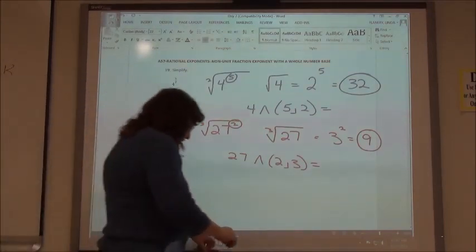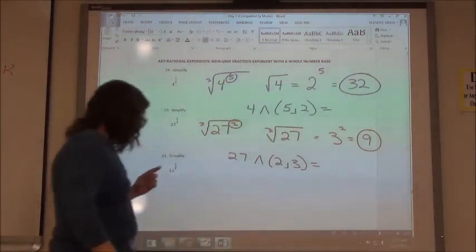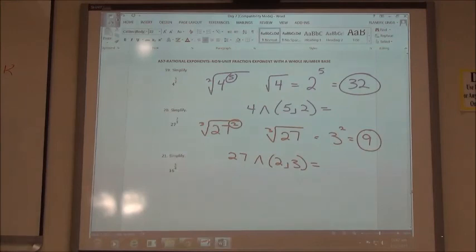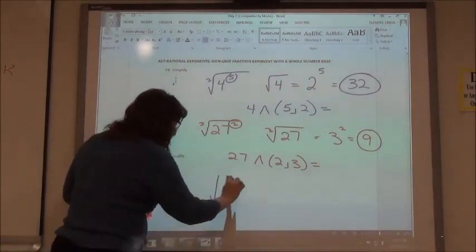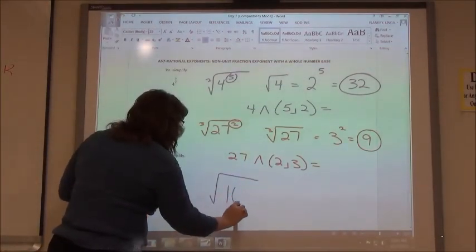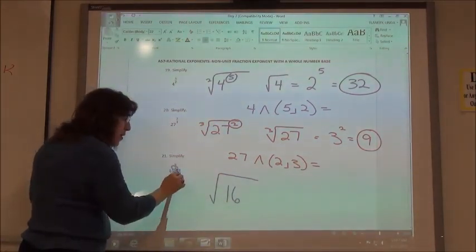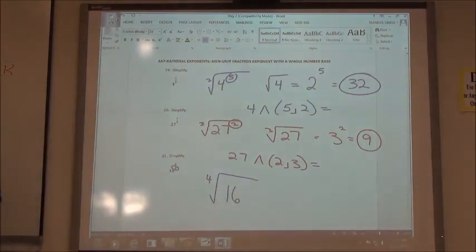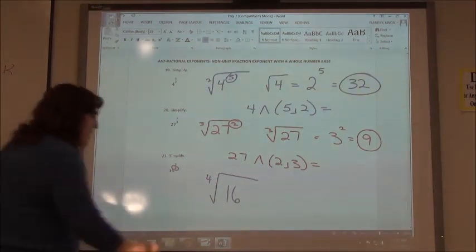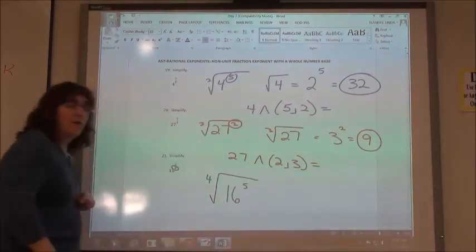So the last one, since we're running out of time, we are going to rewrite that first of all as a radical expression. So I'm going to have the root of 16, but what number's down there? Oh, 4. Fourth. That's how you read that. 4th root of 16, raised to the 5th power.